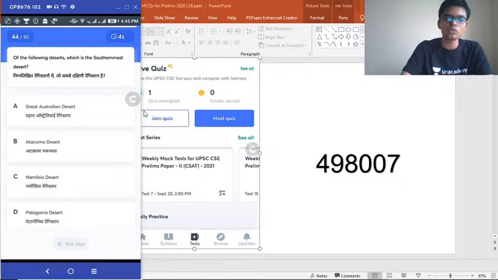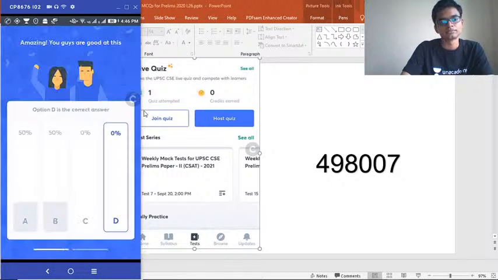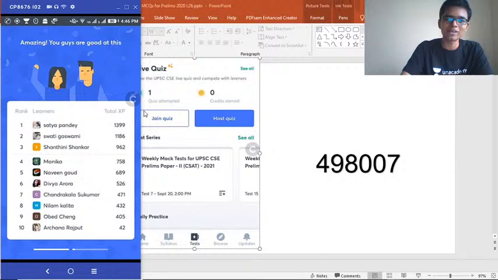Five seconds to go. Yeah, time's up. Correct answer is option D. Oh, whoa, nobody got that. This is Patagonia Desert, okay?